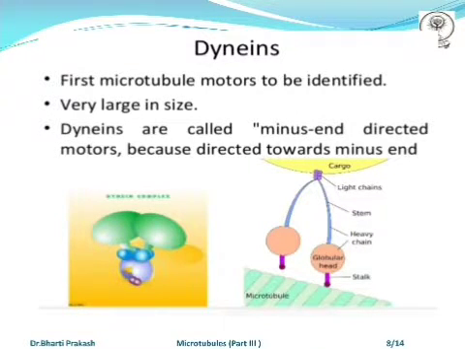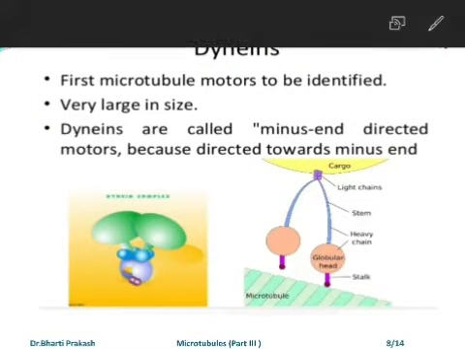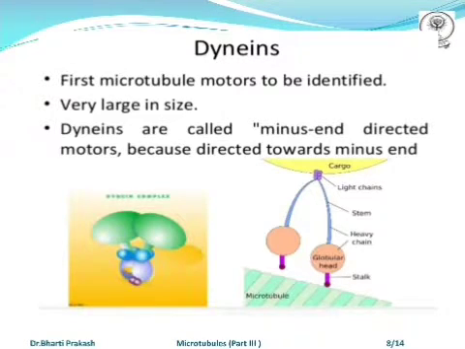Now the dyneins. The dyneins are the first microtubule motors that were identified. They are very large in size. Dyneins are called the minus end directed motors because, as we have seen earlier, they move towards the minus end. This is their structure again. It consists of a globular head, the heavy chains, the stem, and these are the light chains. And this is the receptor site where it attaches to the cargo. This will transport the cargo to the minus end.